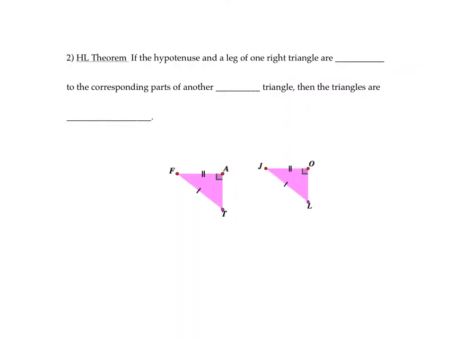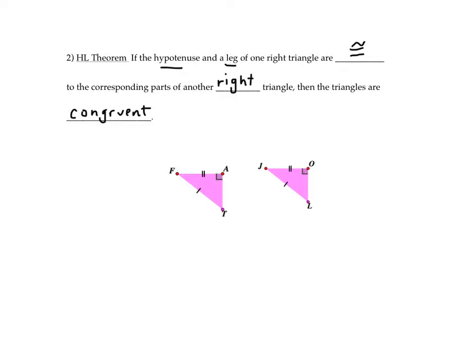Our last shortcut only works if you have two right triangles. So if you plan on using this shortcut, you have to identify your triangles as being right triangles in your proof. So it's called the HL theorem, and that stands for hypotenuse leg. So it states if the hypotenuse and a leg of one right triangle are congruent to the corresponding parts of another right triangle, then the triangles are congruent.